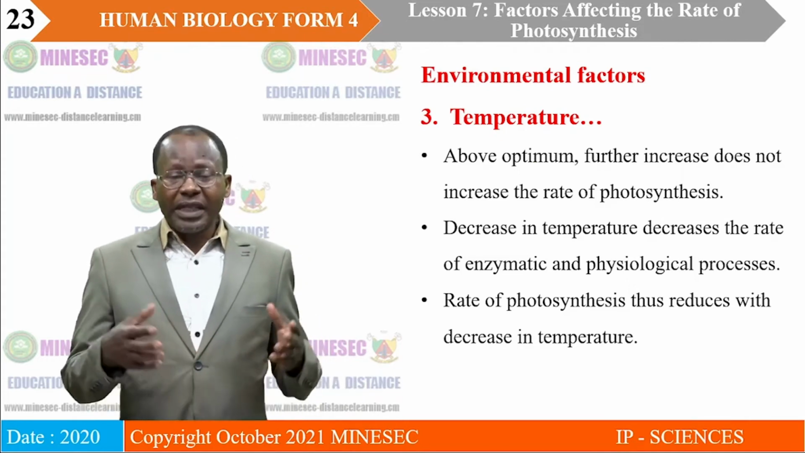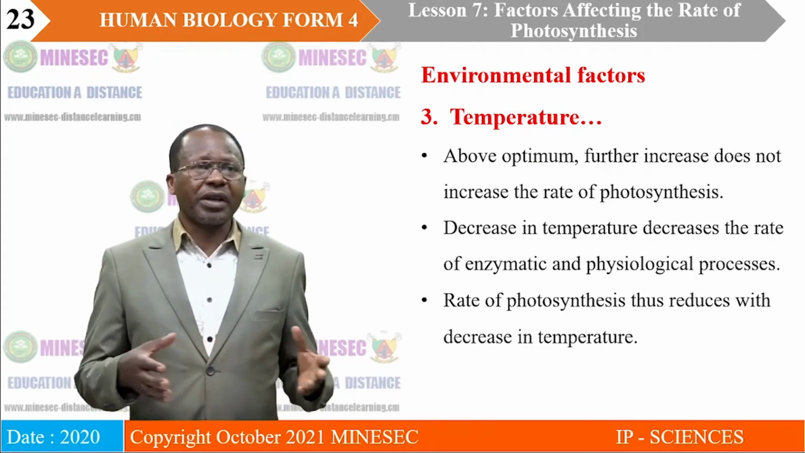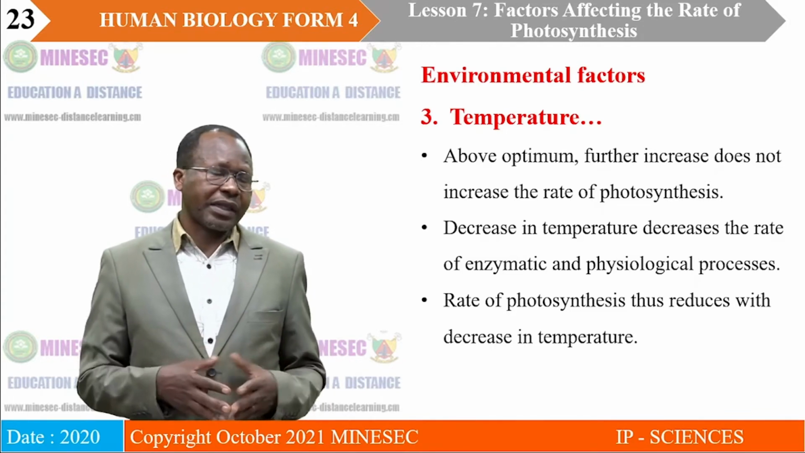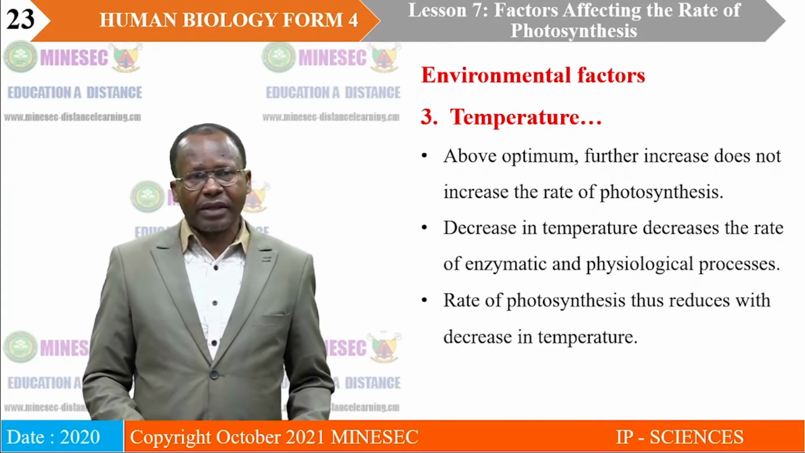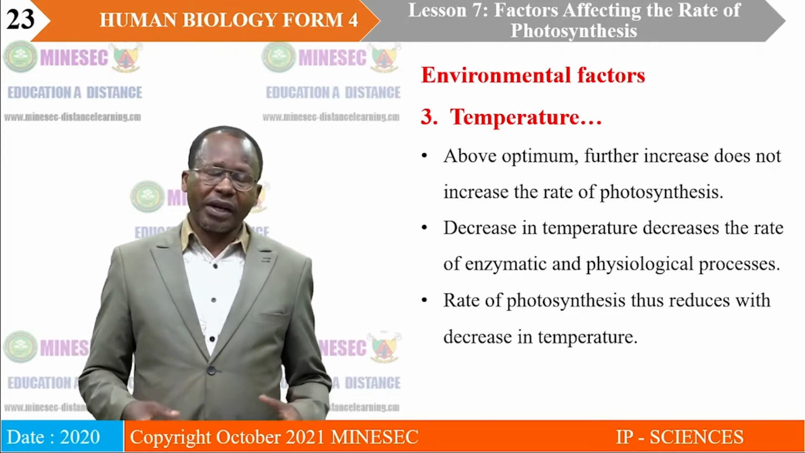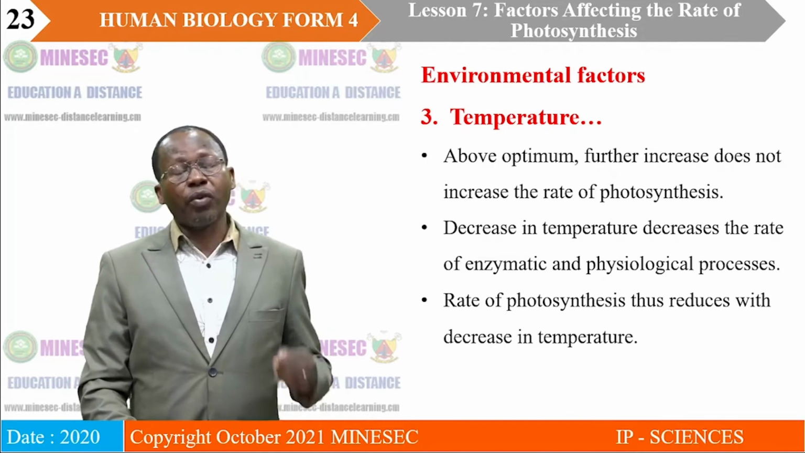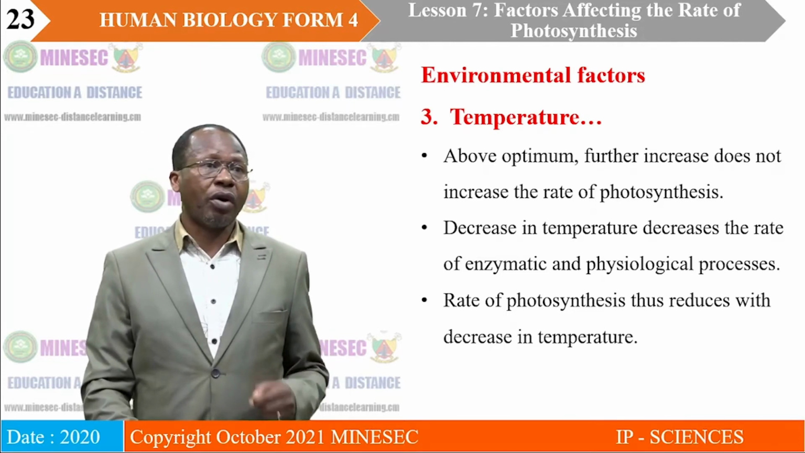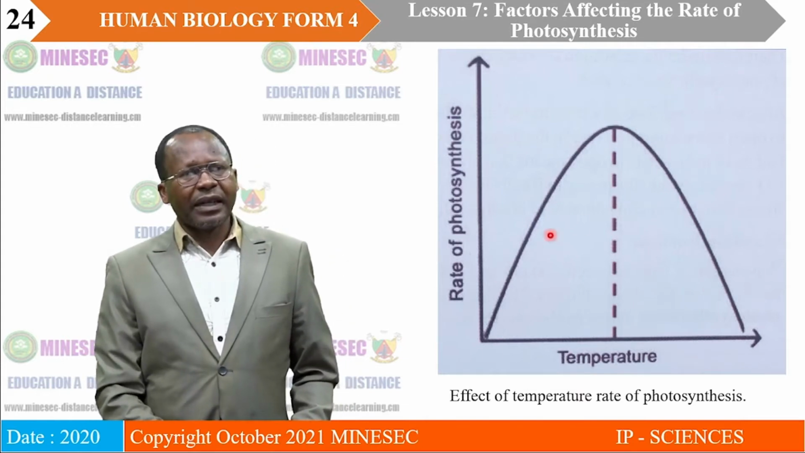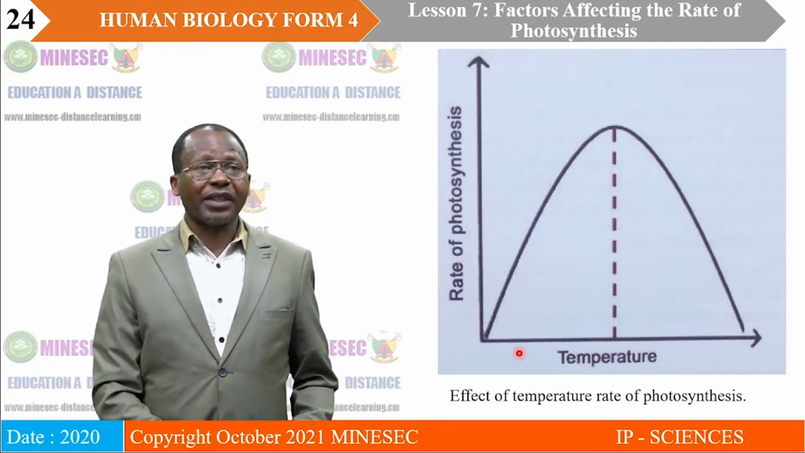Also, decrease in temperature decreases the rate of enzymatic activity and also other physiological processes that go on in plants and other living things. Therefore, the rate of photosynthesis will reduce with decrease in temperature, but will increase with increase in temperature up to optimum. This can be represented graphically as such.